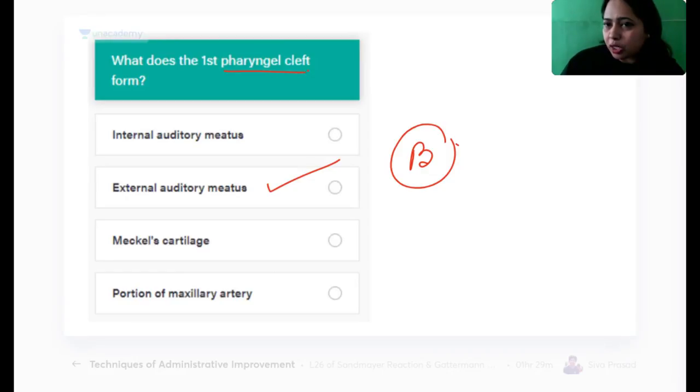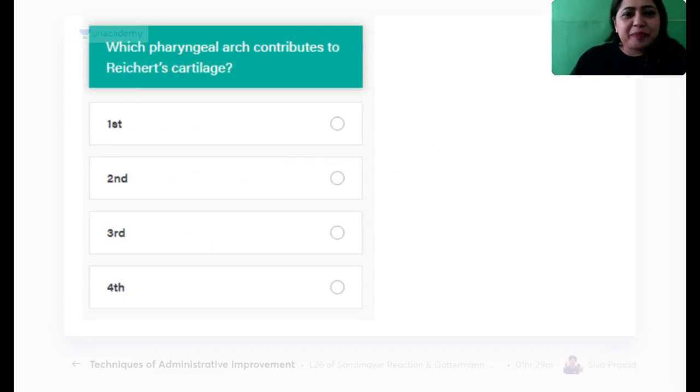Pharyngeal cleft. Go back to the chart that I posted and see in that big one where clefts are. It was on that corner. You can see the cleft derivatives. The first one was auditory meatus. What was the second one? Anybody can recall? Second cleft gives rise to what? Tonsil, pharyngeal tonsil.